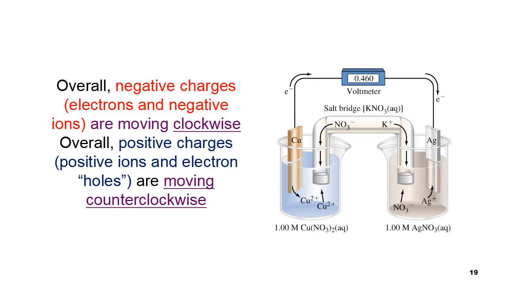Please observe that overall, the negative charges, which we can call electrons or negative ions, are moving clockwise. Likewise, overall, positive charges, which we can call positive ions or electron holes, are moving counterclockwise.